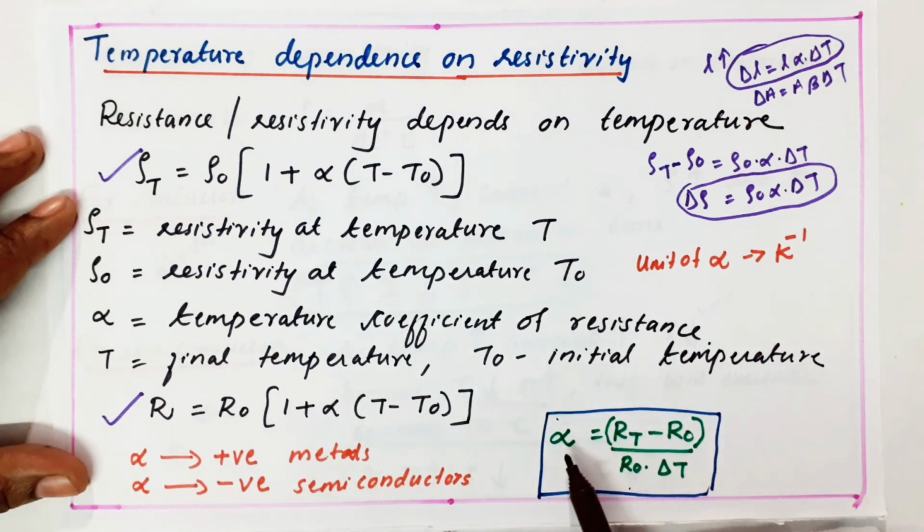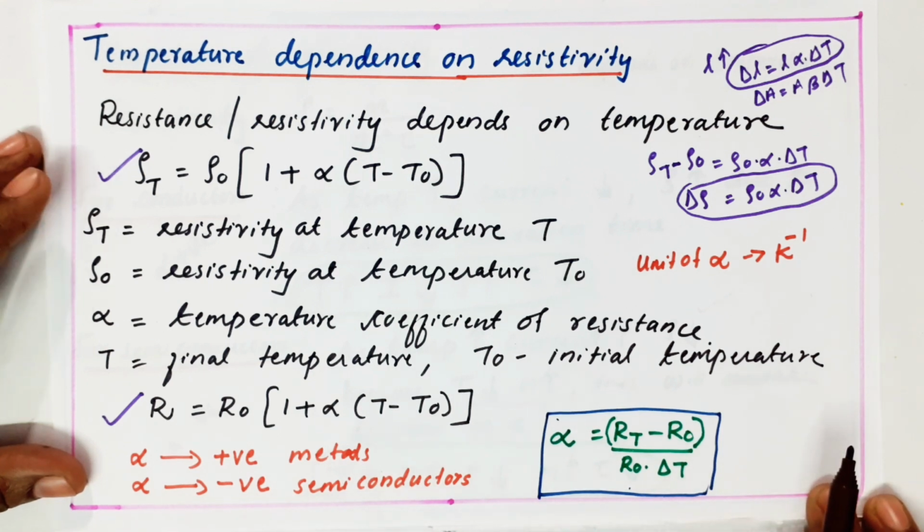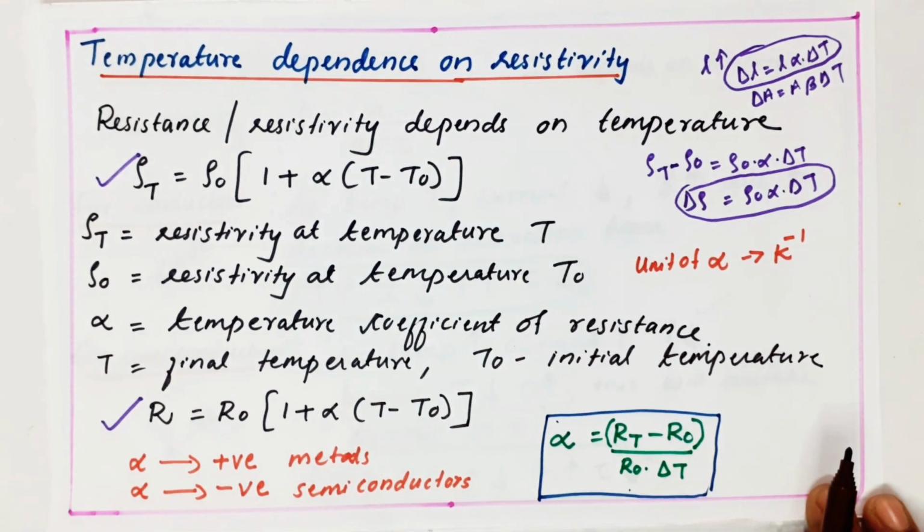And alpha we can find by a relation. If you arrange this term, I can write alpha equals RT minus R naught by R naught into delta T.